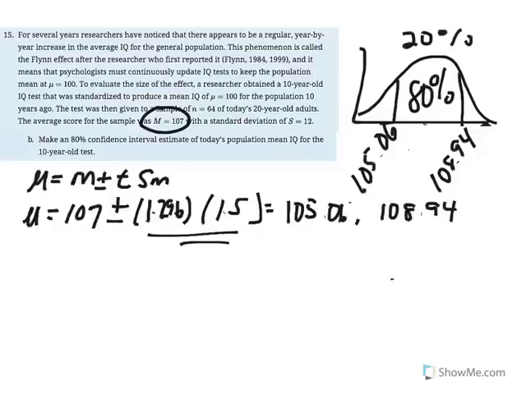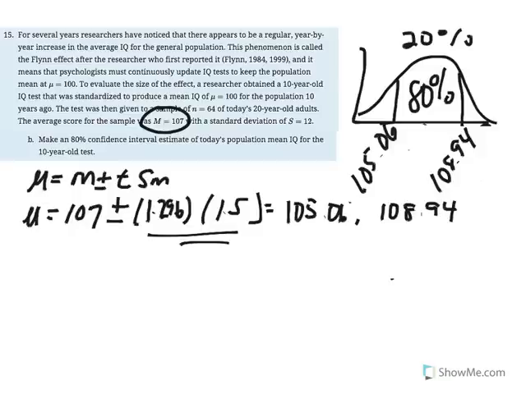So essentially what we've just calculated is that we're 80% confident that if we were to use the old 10-year-old IQ test, today's population IQ average would range from 105.06 to 108.94. That's what we just calculated. And now we can draw our conclusions.